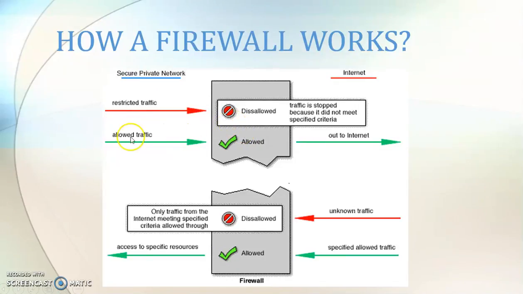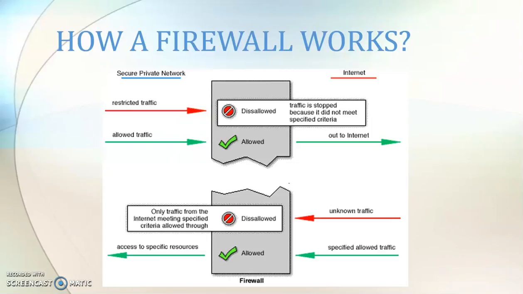Allowed traffic is traffic that satisfies the criteria assigned by the administrator. Restricted traffic is traffic that does not satisfy the criteria assigned by the network administrator. This kind of restricted traffic, indicated in red in color, will not be allowed to the outside network. Why? Because it is not satisfying the rules and regulations designated by the network administrator. The allowed traffic, indicated in green in color, shows that the traffic is satisfying the particular criteria designated by the network administrator.